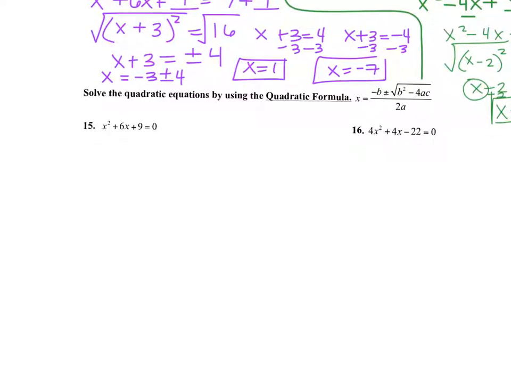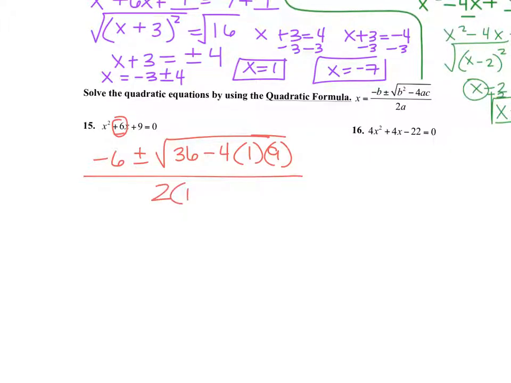All right, 15 and 16. Quadratic formula. Want to sing it? Negative b plus or minus square root of b squared minus 4ac all over 2a. Okay, so x equals negative b plus or minus the square root of b squared. I'm just going to turn that into a 36 minus 4 times a times c all over 2 times a.